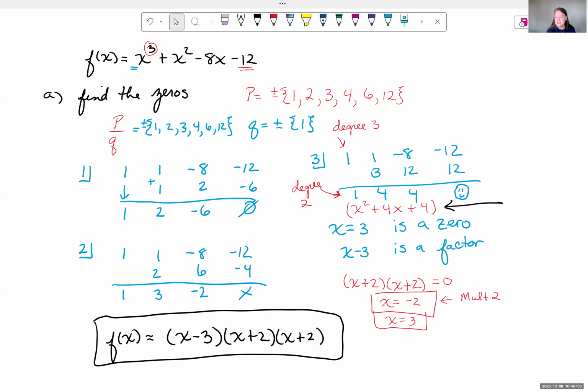Okay, so we found the zeros of that polynomial. So that's telling us where it's going to be crossing or touching the x-axis if we had to go through and graph that.